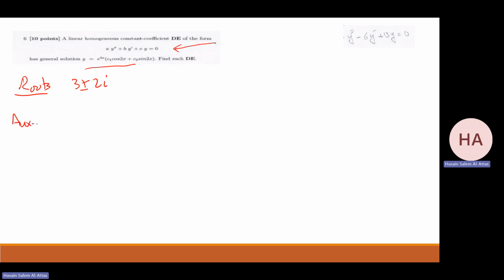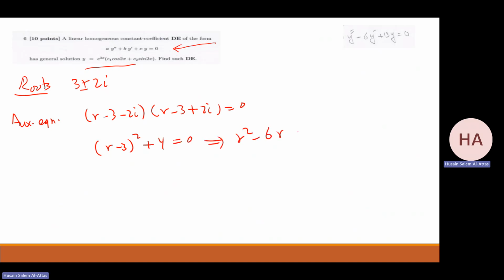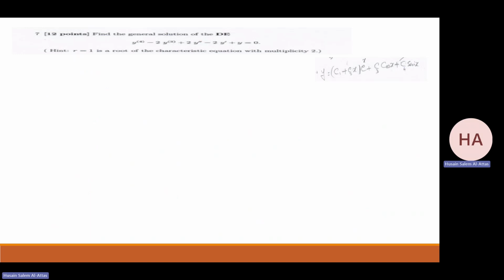Auxiliary equation. That will be (r minus 3 minus 2i)(r minus 3 plus 2i) equals 0. In other words, I have (r minus 3) squared plus 4 equals 0. So I have r squared minus 6r plus 13 equals 0. So what's the differential equation? Second derivative minus 6 first derivative plus 13y equals 0. Which is this one? Easy one.